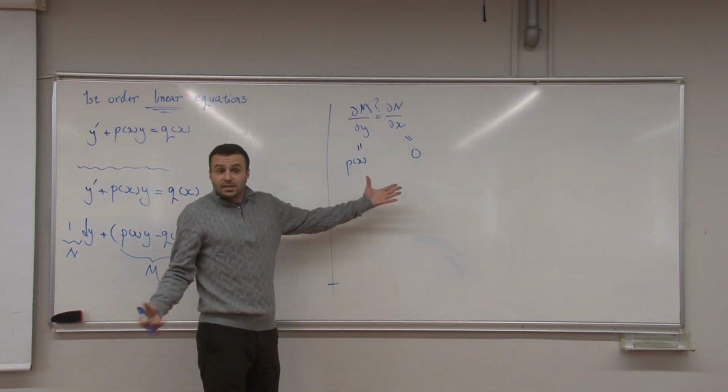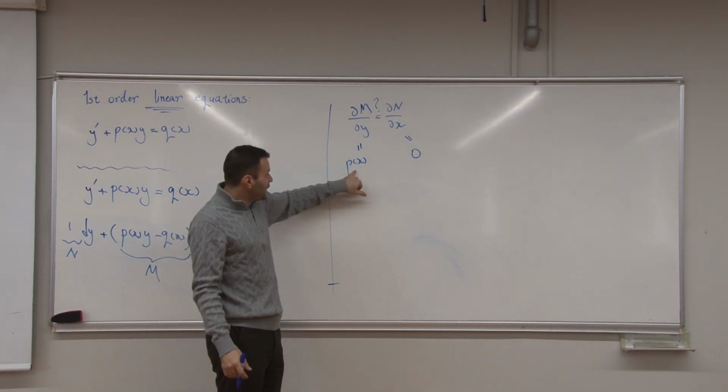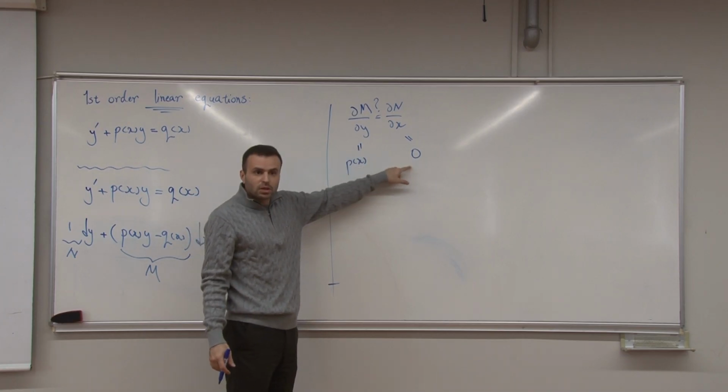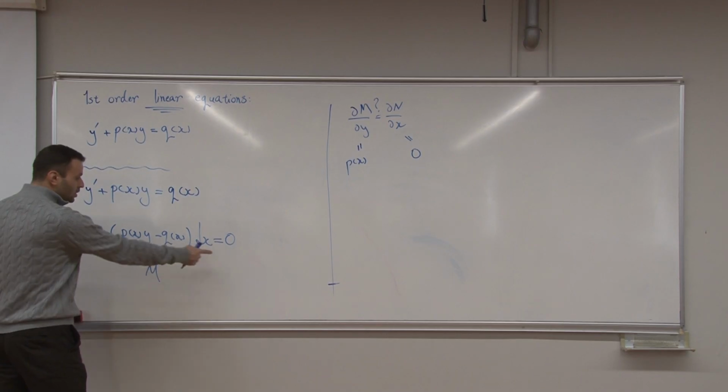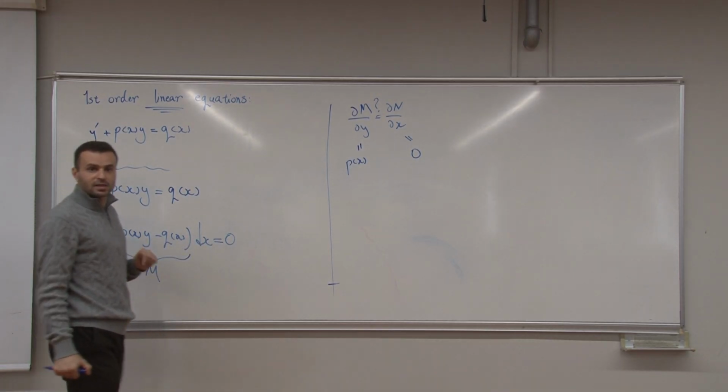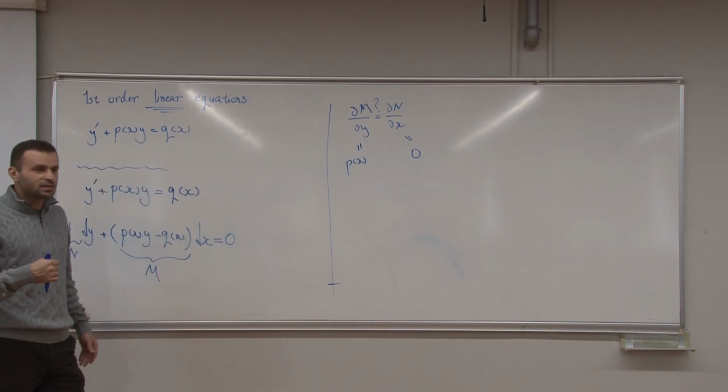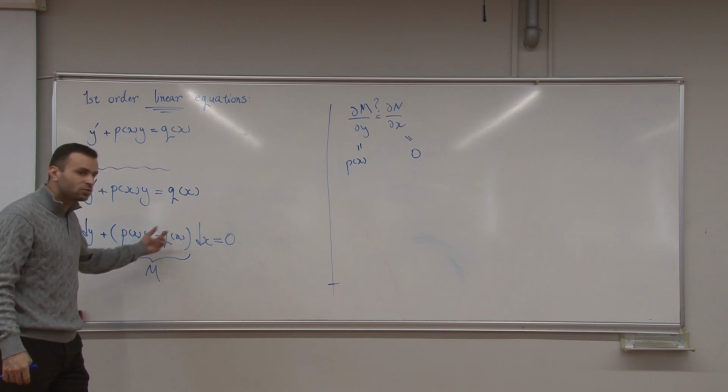They are not always equal. Except the case that p of x is equal to 0, they are not going to be equal, right? So this means that this equation is not an exact equation. Okay, what was the next step? Do we have any integrating factor such that we can turn this equation into an exact equation?